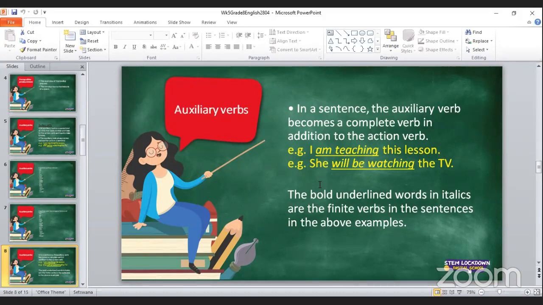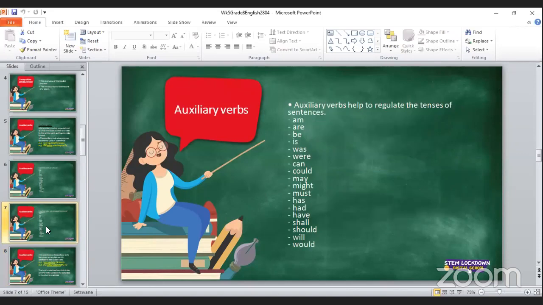Okay, somebody's asking me to go back. Let's go back a bit to auxiliary verbs, the list of them. So those are the auxiliary verbs, guys. They help to regulate the tense of our sentence. So yes, you will realize that these auxiliary verbs help to regulate the tense of our sentence.